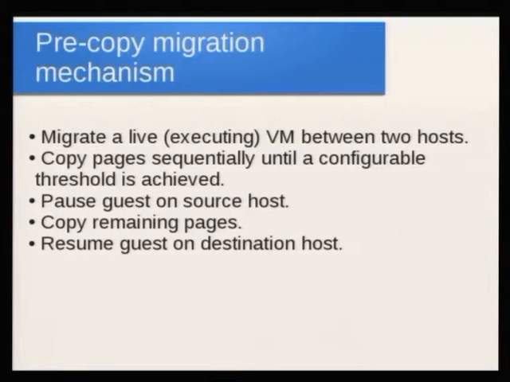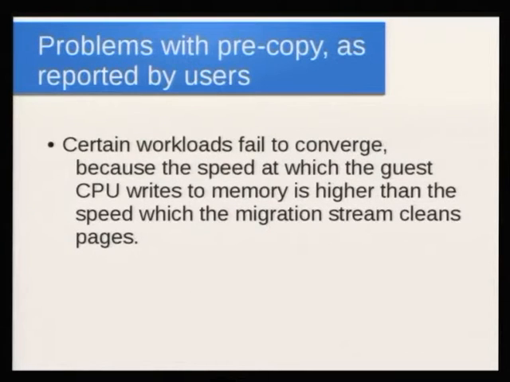So, how does the pre-copy migration mechanism work? We want to migrate a live VM between two hosts, and we copy pages sequentially until a configurable threshold is achieved. When the threshold is achieved, we pause the guest on the source host, transfer the remaining pages, and resume the guest on the destination host. With this scheme, users have reported that certain workloads fail to converge because the speed at which the guest CPU writes to memory is higher than the speed at which the migration stream is able to clean pages.